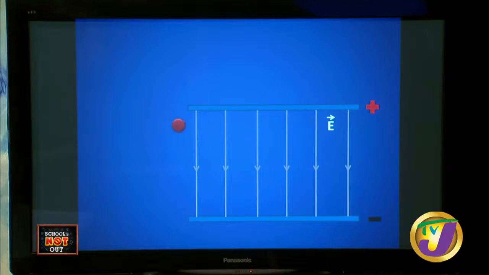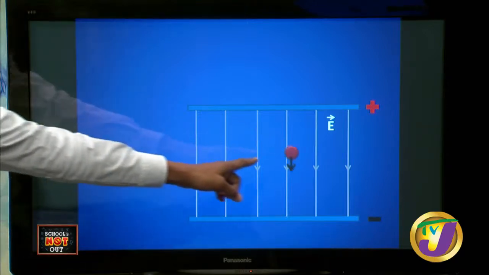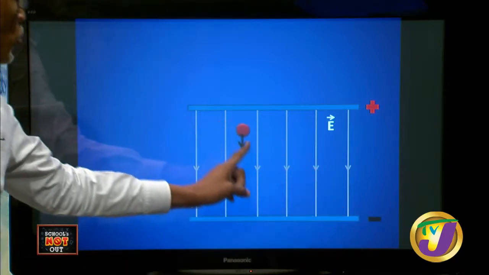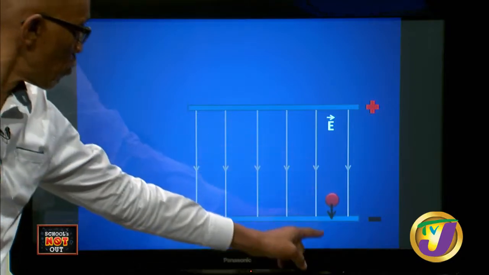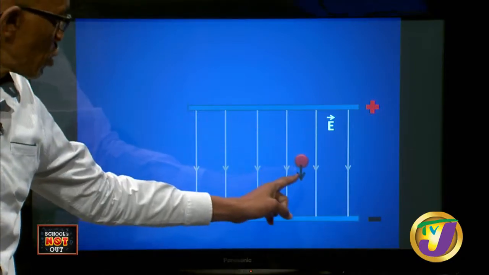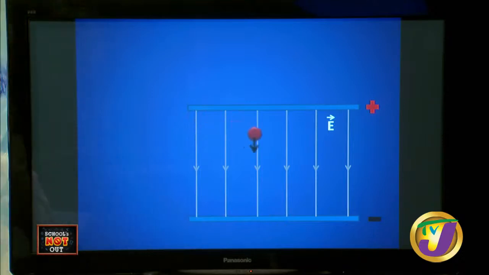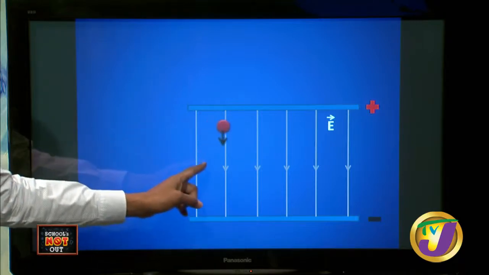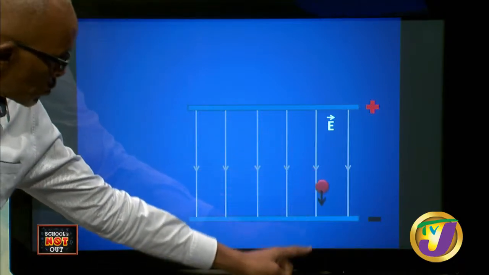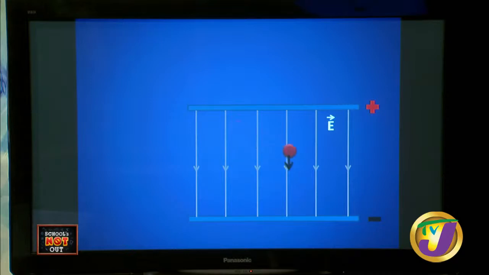Now, when it enters into the electric field, it begins to experience a downward force which causes it to move in a parabolic path. So this is the downward force. As soon as it enters into the electric field, it experiences a downward force which causes it to move in a parabolic path. All right?